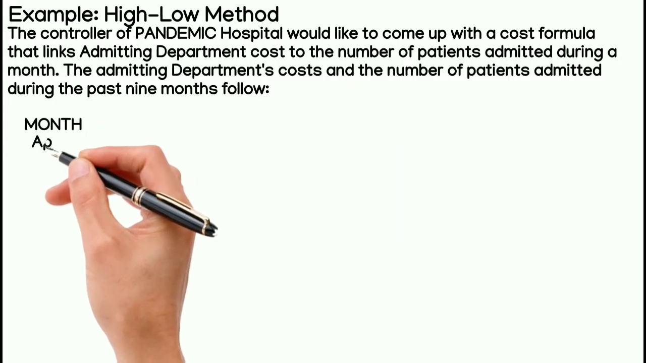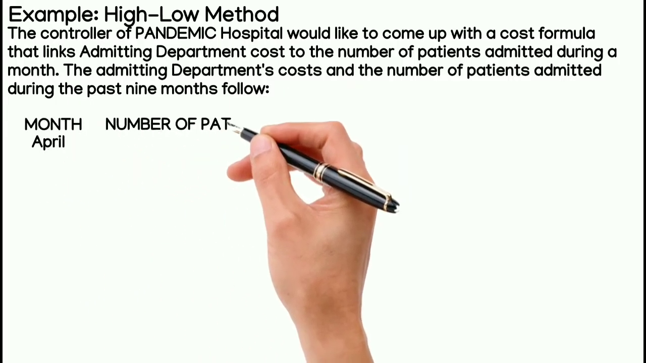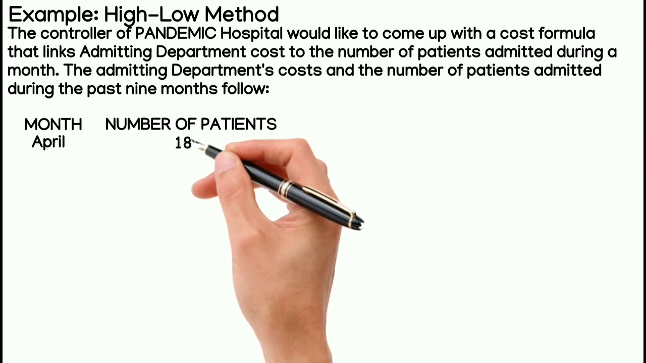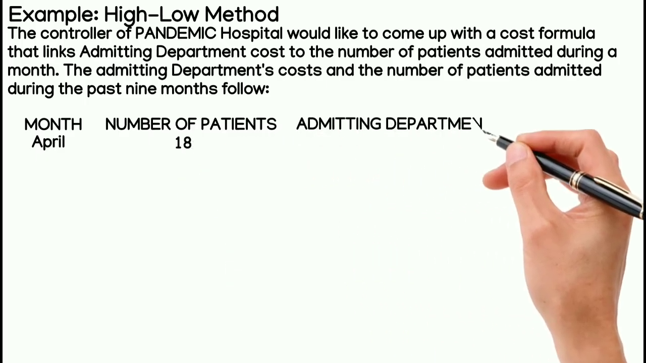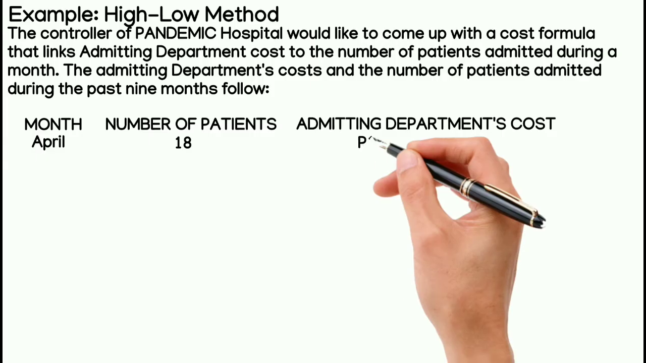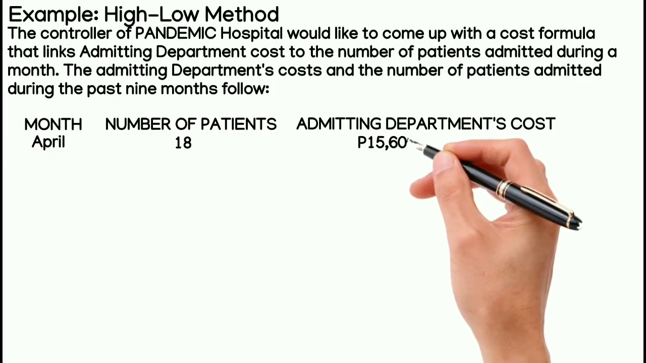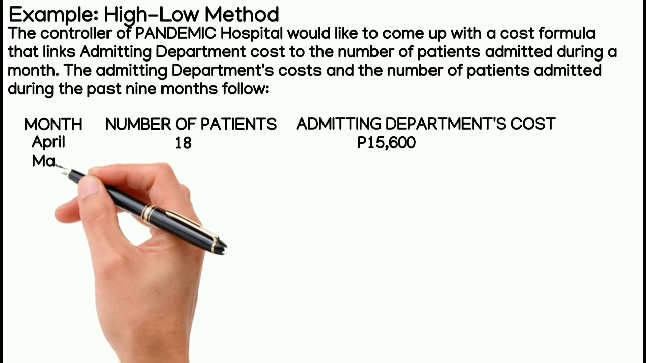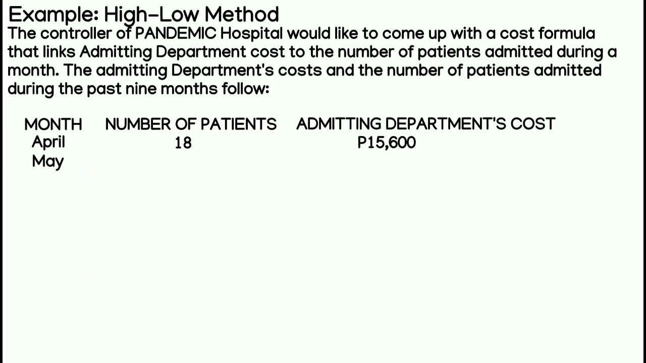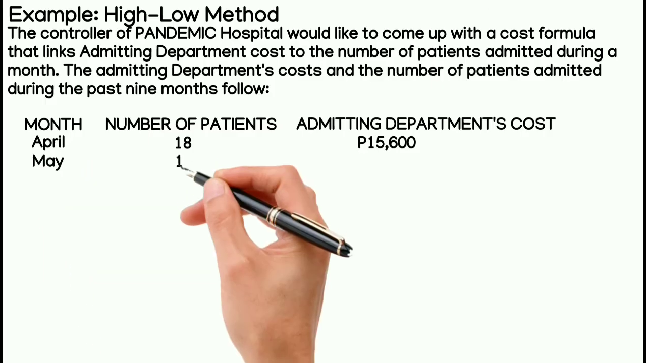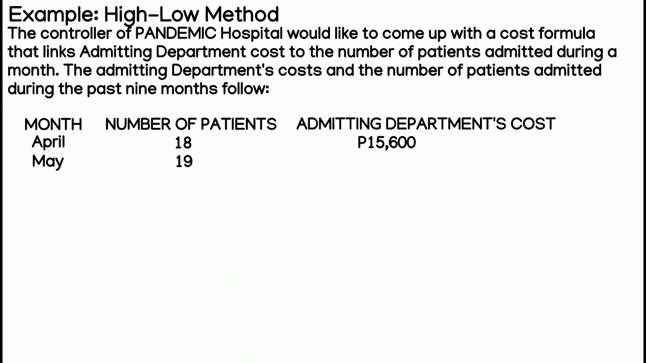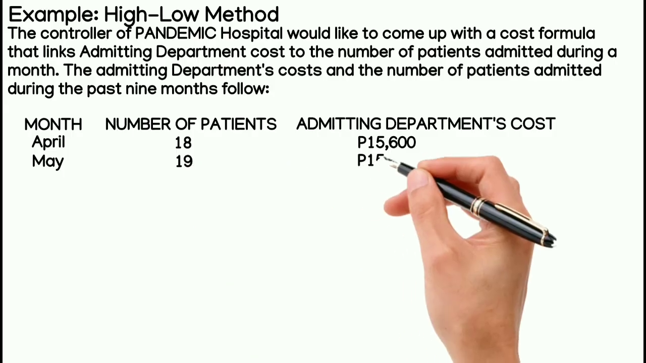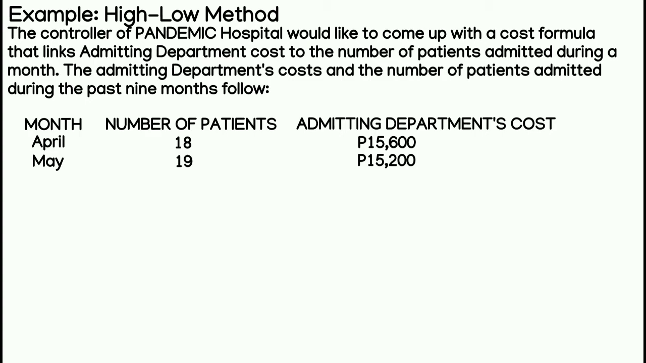For the month of April, the number of patients is 18 and the admitting department's cost is 15,600 pesos. For the month of May, the number of patients is 19 and the admitting department's cost is 15,200 pesos.